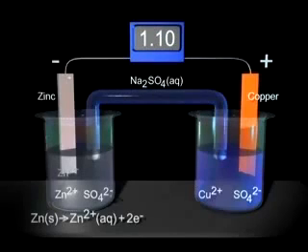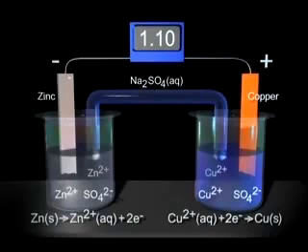As the cell reaction proceeds, zinc atoms of the zinc electrode lose electrons and move into the solution as zinc 2 ions. At the same time, copper 2 ions acquire electrons at the copper electrode and form copper metal. The reaction in the left-hand compartment is oxidation of zinc. The electrode at which oxidation occurs is called the anode.